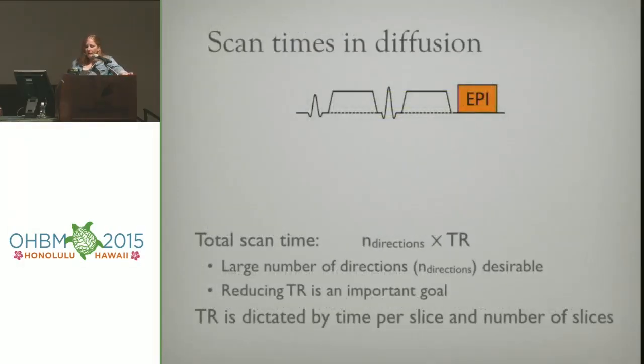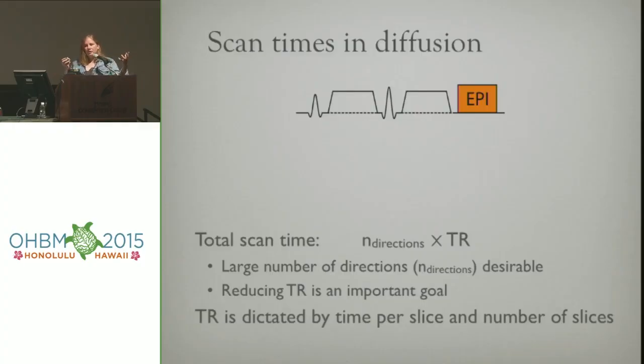So scan times in diffusion are a very important consideration in how you go about establishing a protocol, because in general, we need to consider the total scan time. Usually you'll be in the situation that you can keep your subject in the scanner for, let's say, 20 minutes. That's the time that you have. As a result, there's an interaction between the time that it takes to get each volume and the number of directions that you can get, because those two things multiply together.